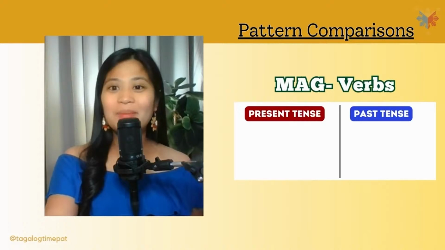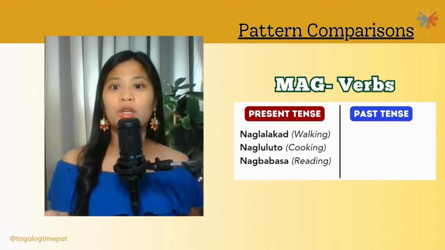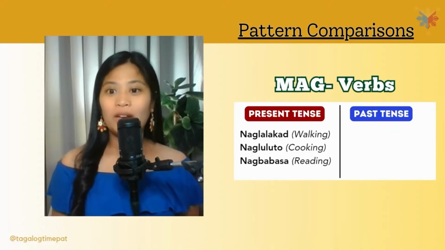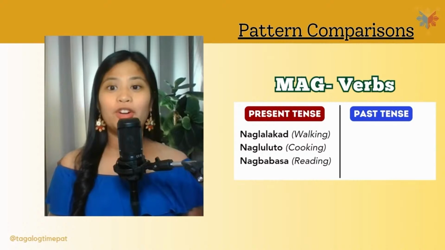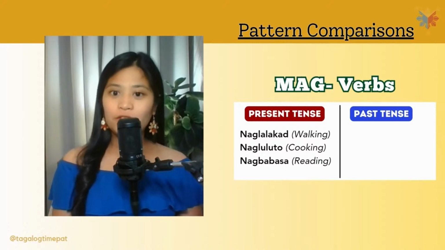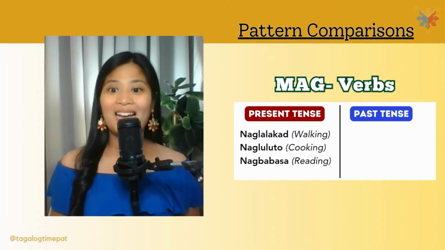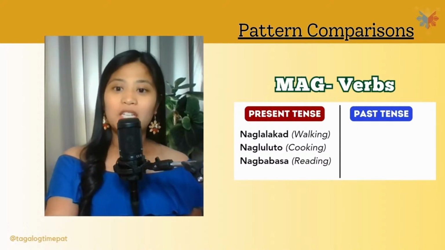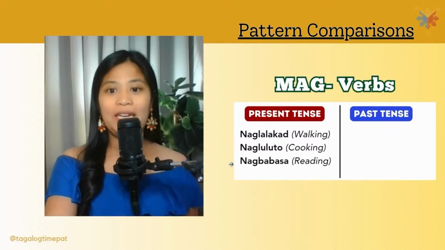Speaking of, let's go ahead and just compare the present tense to the past tense conjugation of mag verbs. So in the present tense, we learned naglalakad is walking. If you recall, the present tense conjugation of mag verbs is nag plus the repeated first syllable plus the root. Naglalakad ako, I am walking. Then in the present tense, magluto is nagluluto, and magbasa is nagbabasa. That means reading. Nagbabasa ako, I am reading.